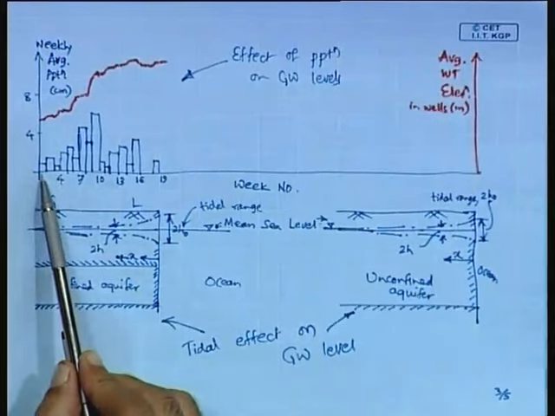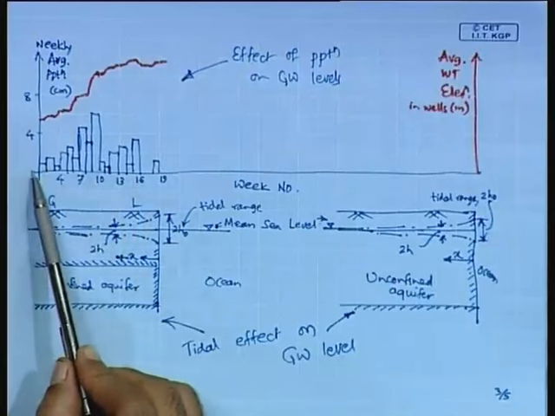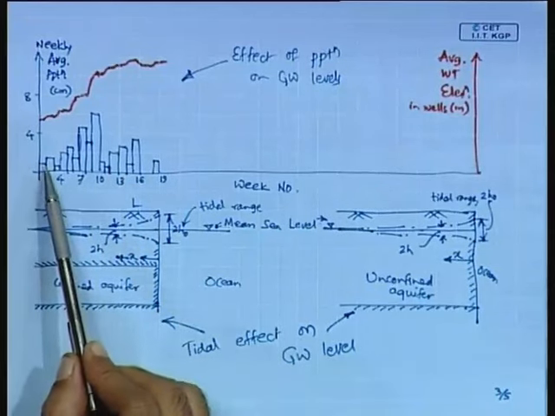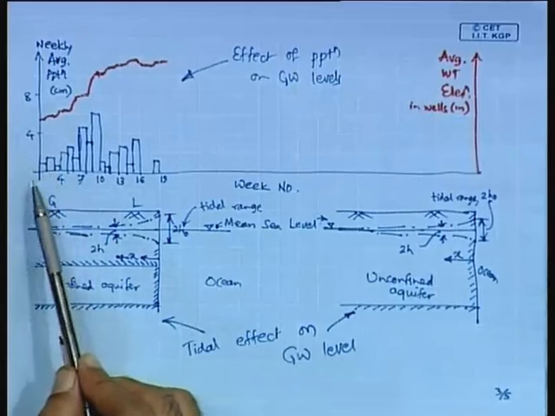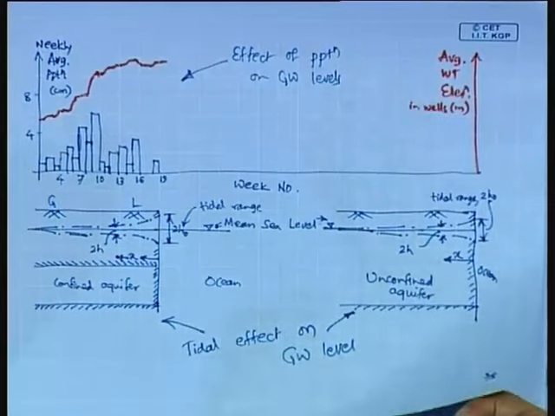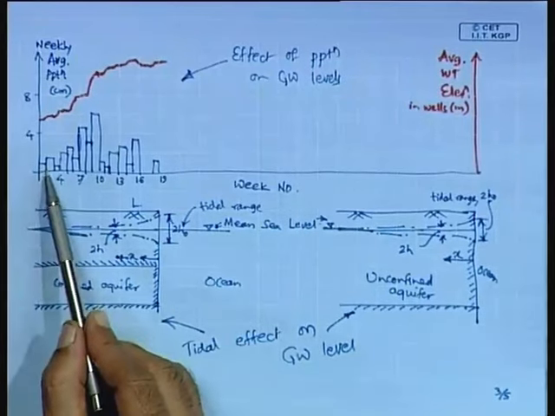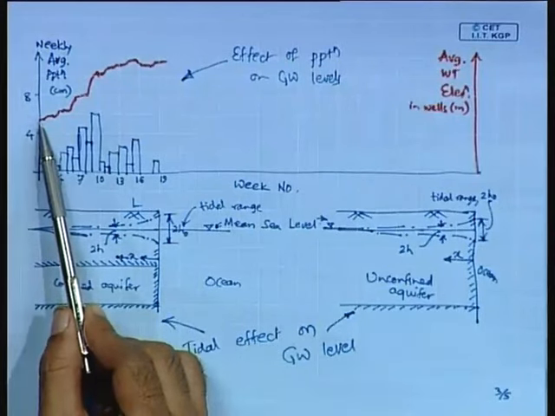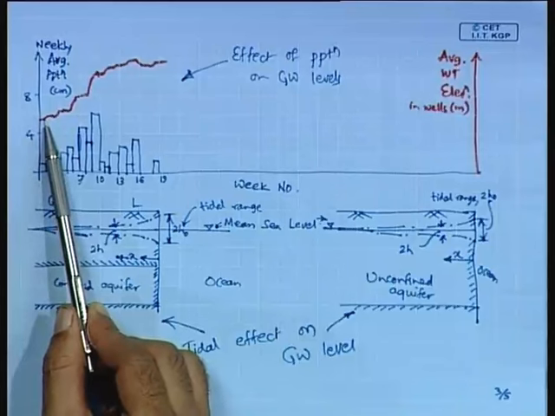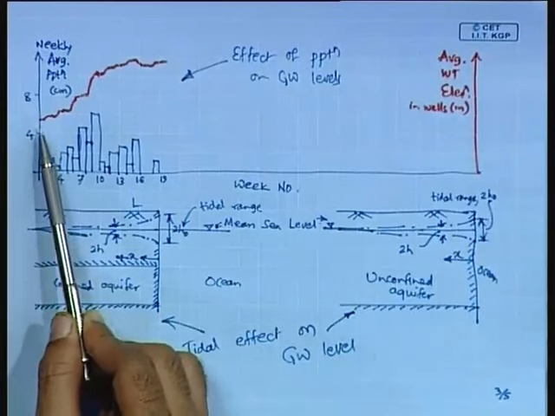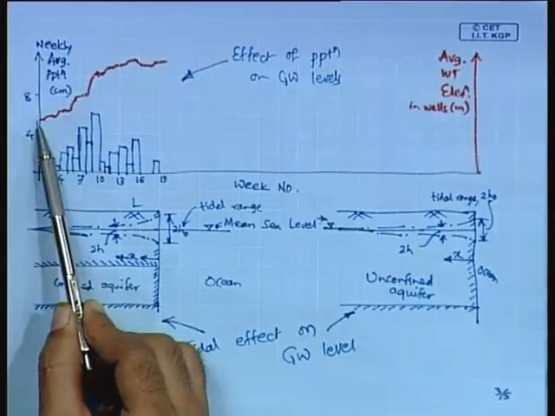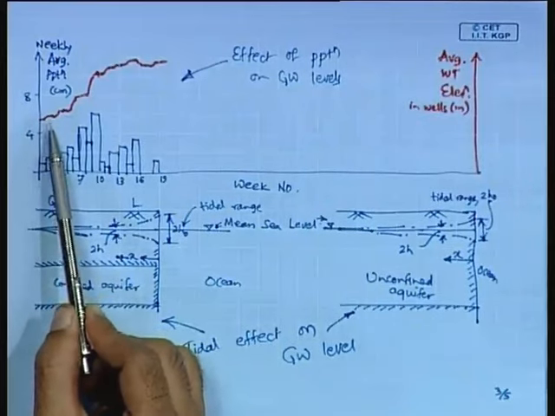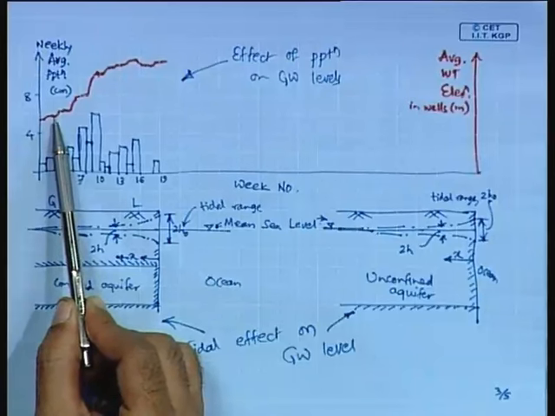As you can see here, we can consider this to be the monsoon season in a region, say in India, where the monsoon is significant. Here, as long as there is some amount of average weekly precipitation, and the average weekly evapotranspiration is somewhat less than this, the average water table elevation will go on increasing, and there are some places where the average water table elevation is almost stagnant.